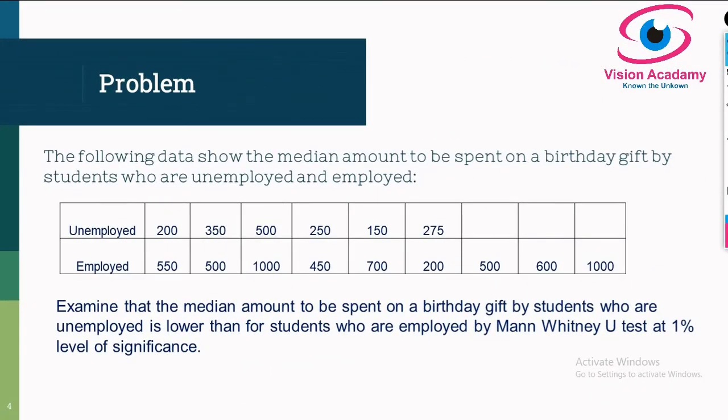Now let us consider a problem. Here we have data relating to the birthday gift by students who are employed and unemployed. Employed students' details are here, and unemployed students' details are also here. Now we have to examine whether the median amount spent on birthday gifts by students who are unemployed is lower than for students who are employed, by a Mann-Whitney U-test at the 1% level of significance. So here they have directly asked you to solve a Mann-Whitney U-test.